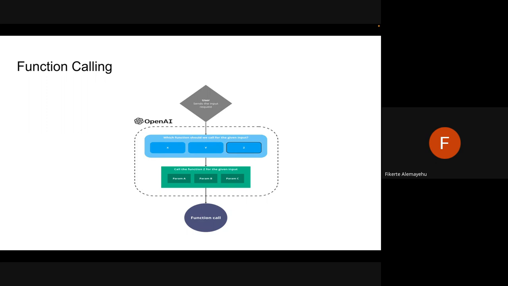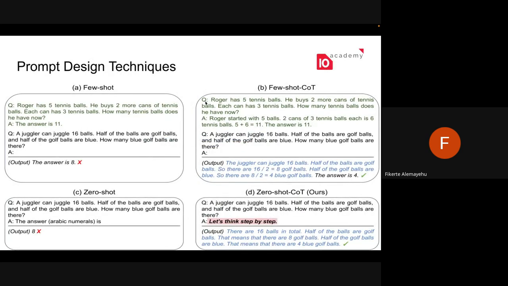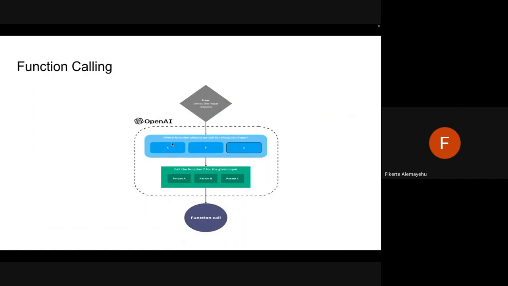So we have multiple. Let's say you have a user request. You have multiple functions. Then the OpenAI will analyze the user question and respond. Then it will activate which function should receive the output. As you can see, a function call is made. The OpenAI got the user request, then the Z function is activated, then calls the function Z for the given input. So the function call is made, as you can see.